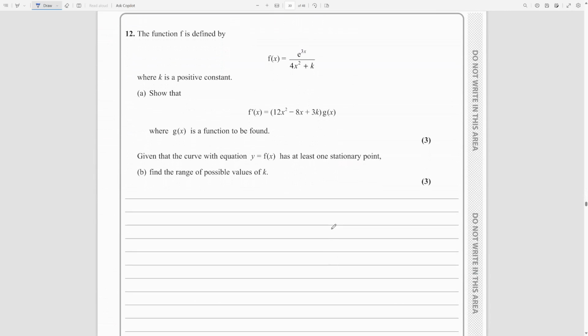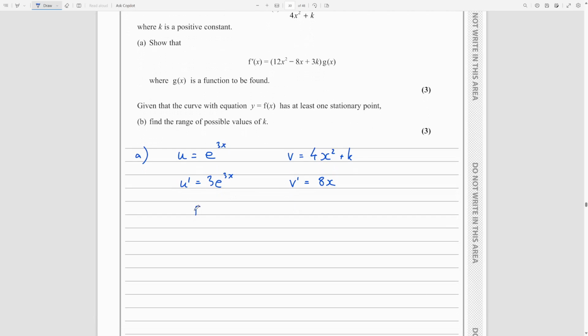Question 12. The function f is defined by f of x equals e to the 3x over 4x squared plus k. k is some positive constant. Show that f dash of x is all of that. So I'm going to use the quotient rule for that. I'm going to call the top u, e to the 3x, and find that u dash is 3e to the 3x. v, the denominator, is 4x squared plus k, and v dash is 8x.